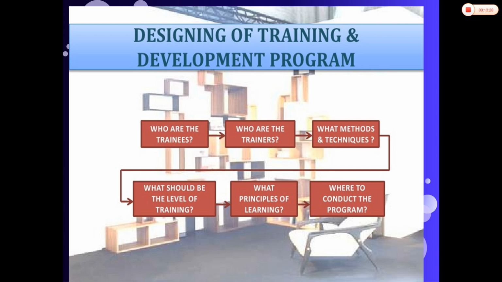So the first is who are the trainees. Obviously, the trainees are the individual employees who were selected by you through the selection process. Who are the trainers? The trainers may be the supervisors, experienced people from within the organization, or from outside the organization. Again, it depends upon the budget of the company. If the budget allows, they are going to hire specialists from the outside. And what methods and techniques, we'll get to in the next slides.